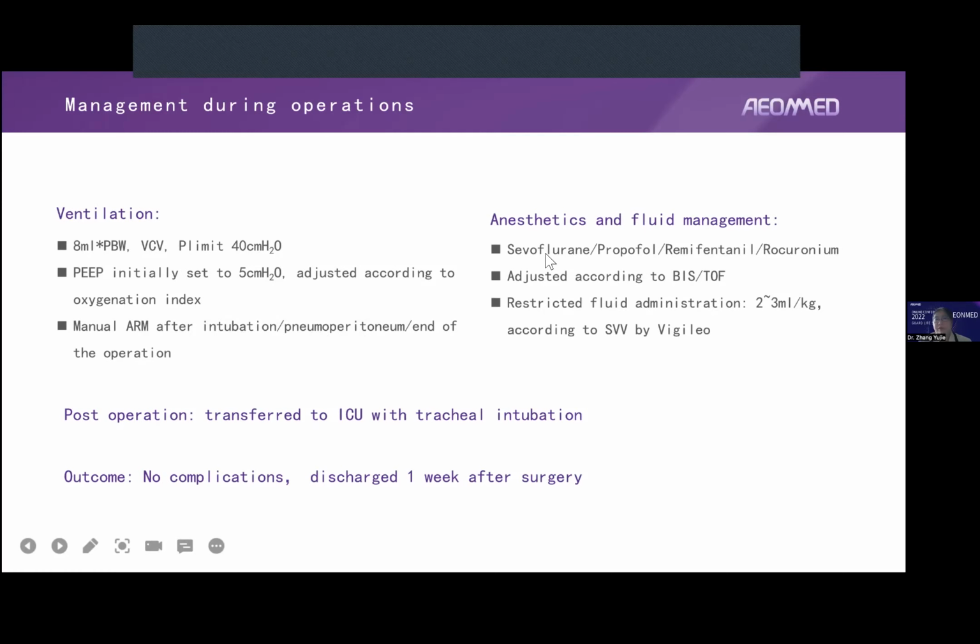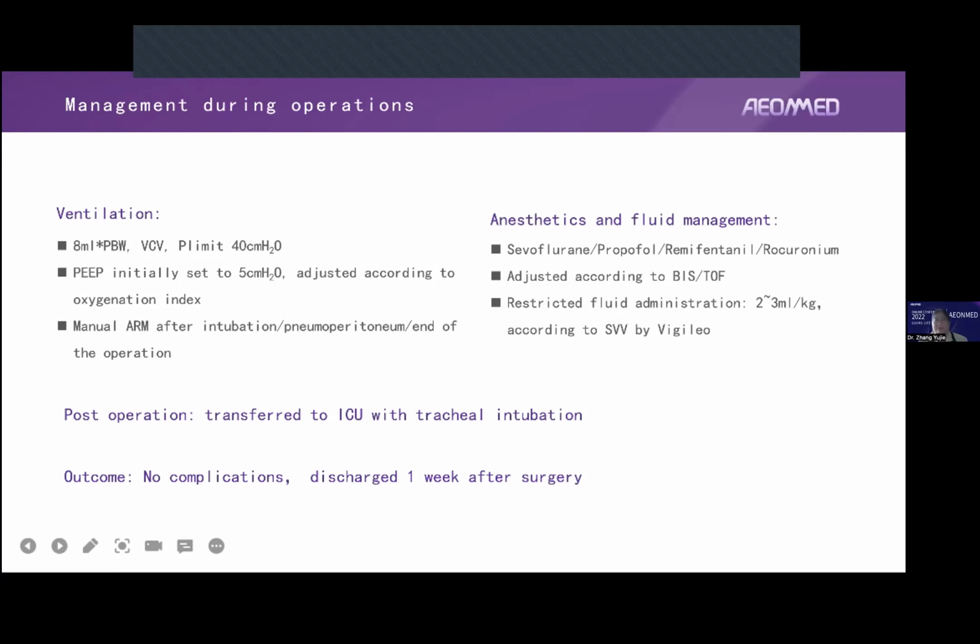And for the fluid management and anesthetics, we use sevoflurane and propofol and remifentanil and rocuronium according to the BIS and TOF 4. And we used a restricted fluid administration of about 2 to 3 milliliters per kilo per hour. And the SV was monitored by the Vigileo so that there's no low volume in the circulatory system.